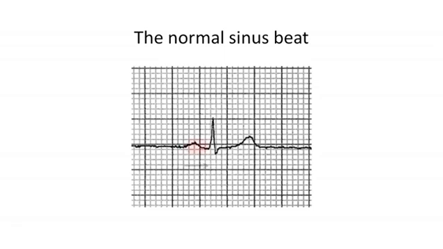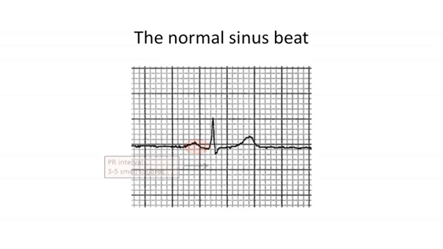The first is called the PR interval, which is the distance from the beginning of the P wave to the beginning of the QRS complex. It therefore includes the whole of the P wave and the gap between the P and the QRS. This interval tells us whether or not there is normal conduction between the atria and the ventricles, and a normal PR interval is between 3 and 5 small squares in width.